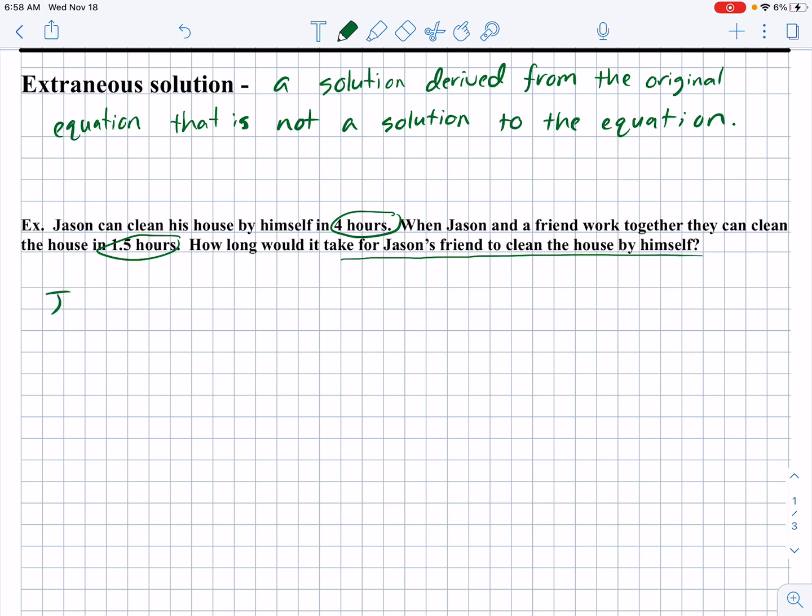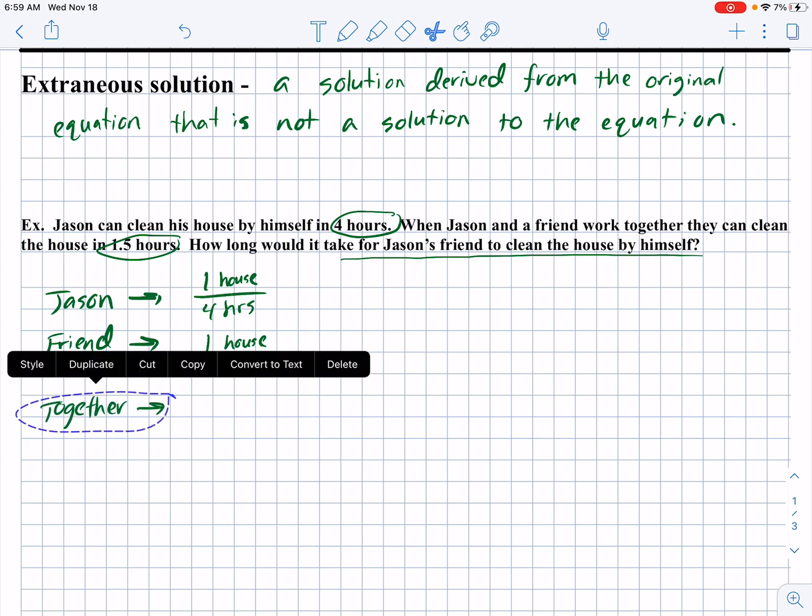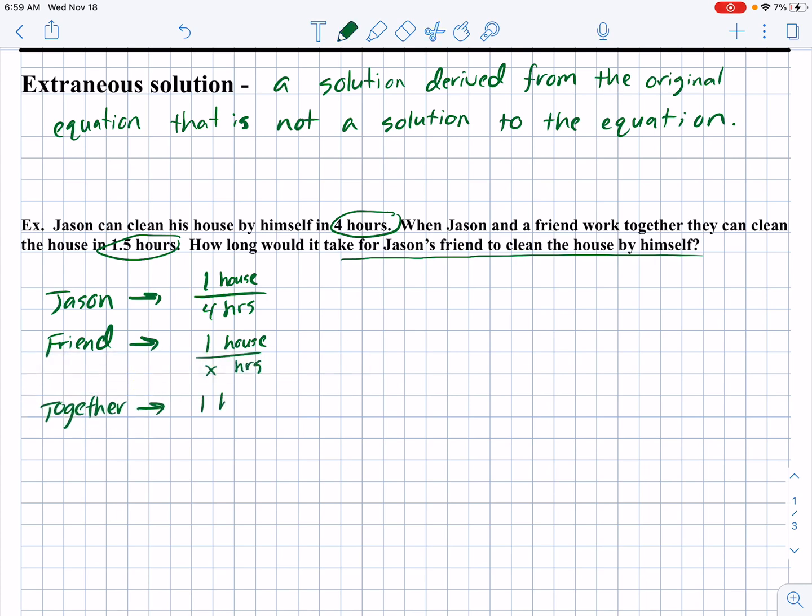So the first thing I would do here is write the rate for Jason, the rate for his friend, and then the rate together. And then we'll write that as an equation. So for Jason, he can clean one house in 4 hours. Friend, we're not sure how long it takes him to clean the house, so one house in x hours. Together, they can clean the house in an hour and a half.